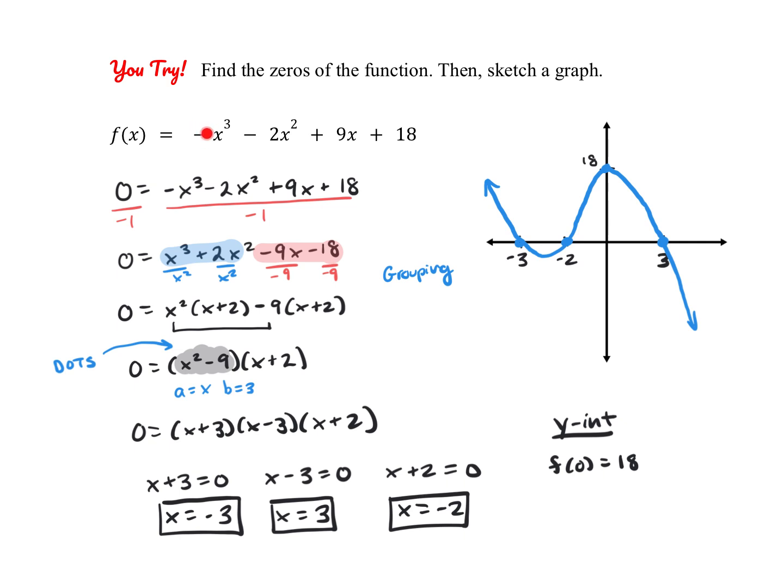And then the right side of my graph is going to go down because my leading coefficient is negative. The left side should be opposite because the degree is odd. And then from there, it's just a matter of connecting the dots.